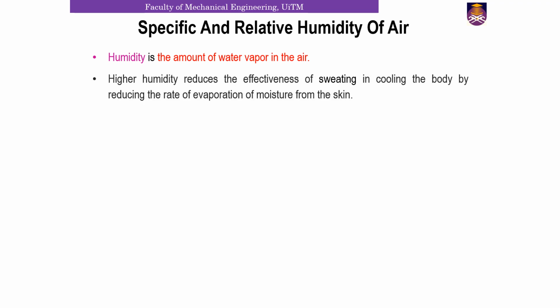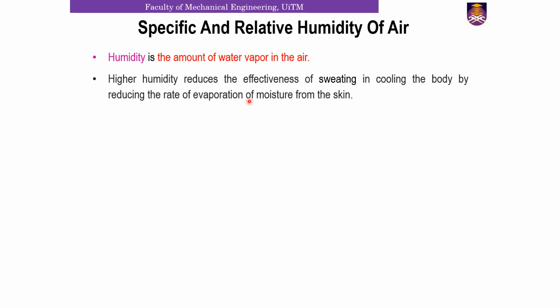Now let's look at what specific and relative humidity of air are. So these formulas are important. Humidity is nothing but the amount of water vapor in the air. Higher humidity reduces the effectiveness of sweating. So if the humidity is high, our sweat will not be able to evaporate. This will reduce the effectiveness of sweating, and this will in turn slow down the cooling of the body by reducing the rate of evaporation of moisture from the skin.